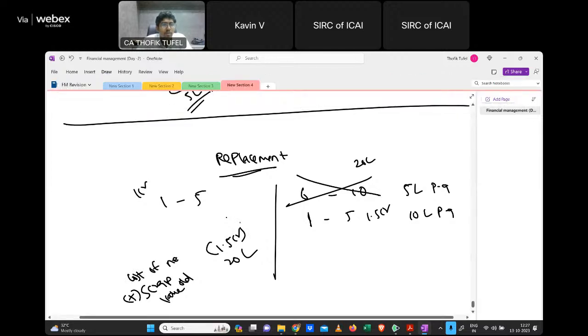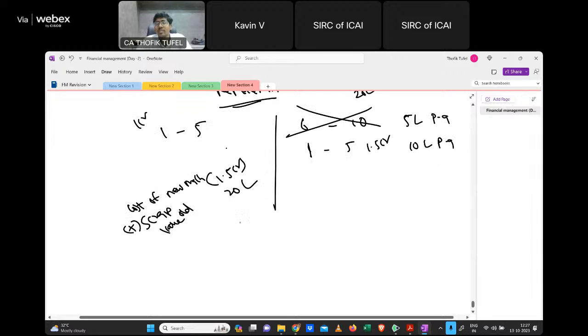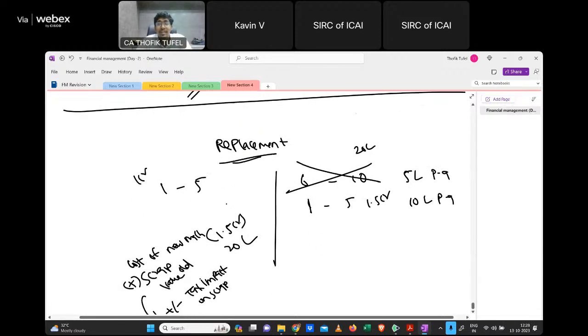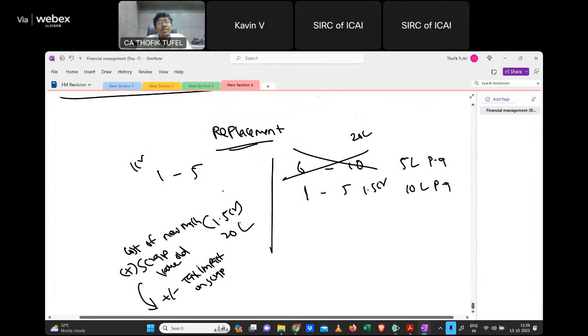So the cost of the new machine and the scrap value of the old machinery. Now when you're selling this old machinery at scrap value, there can be a tax impact, correct? So plus or minus tax impact on scrap. Here, in the initial only, it will come. There can be a capital gain or a capital loss, and there can be a tax impact. So that will be some amount, and that will become your initial cash flows. Done. Now under annual cash flows, usually you have two impacts.